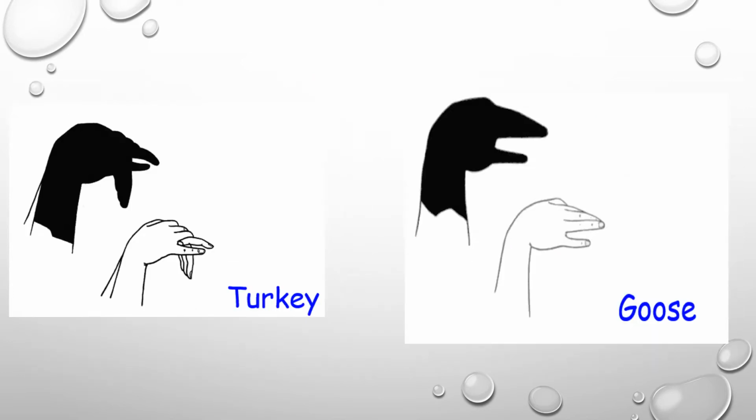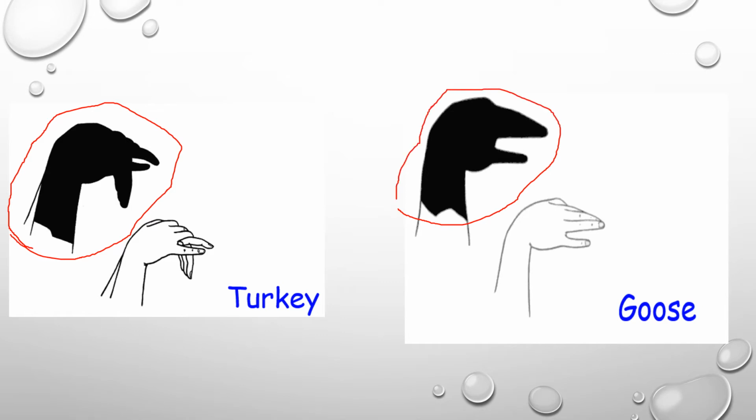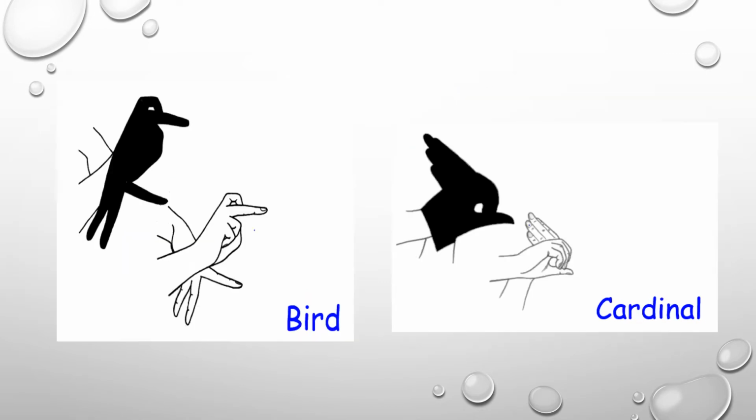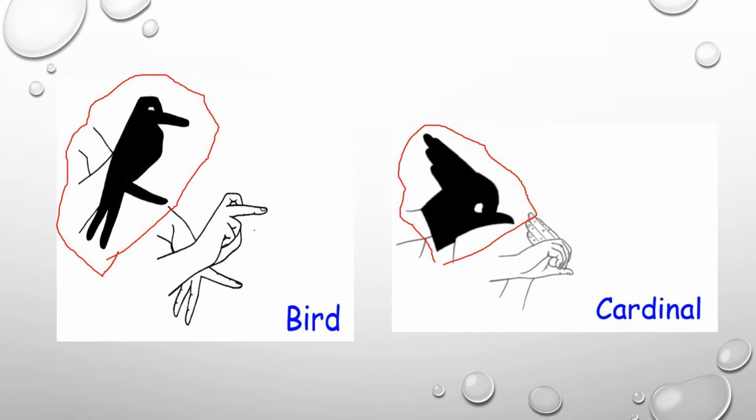We have a hand shadow of a turkey. Can you see that? And another of a goose. Another hand shadow here of a goose. We have another hand shadow of a bird. Wow. Can you try making a bird with your hands? And we have a cardinal. A hand shadow of a cardinal.